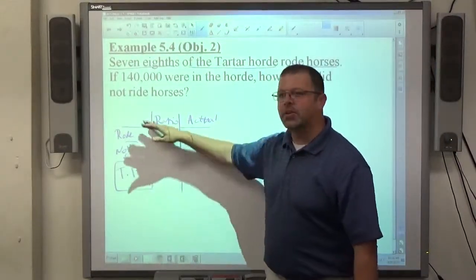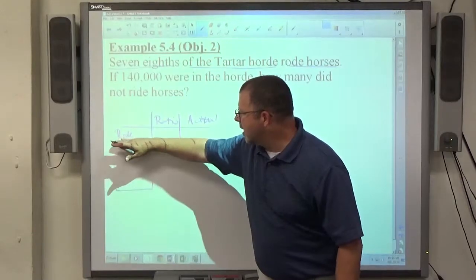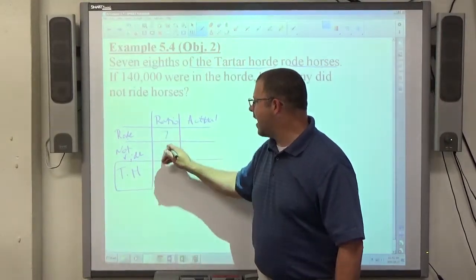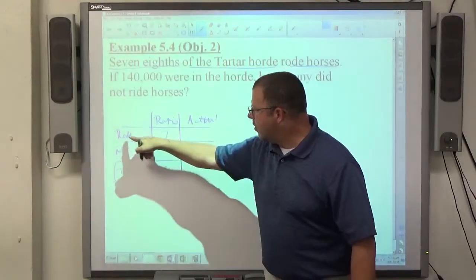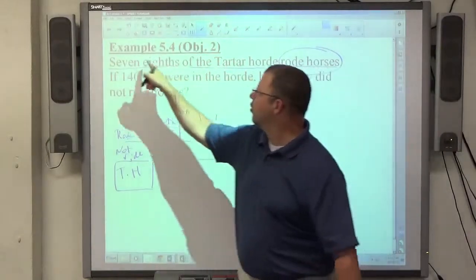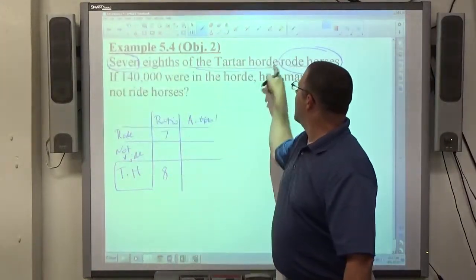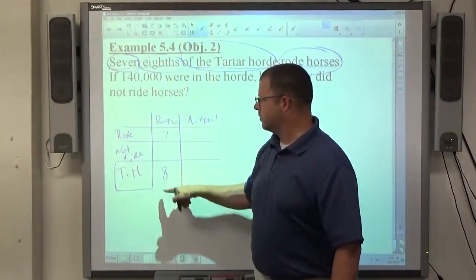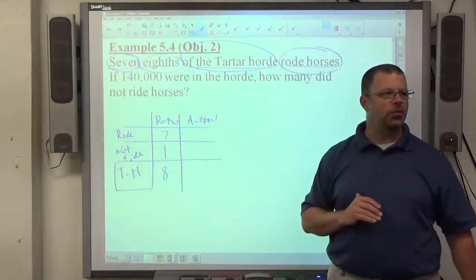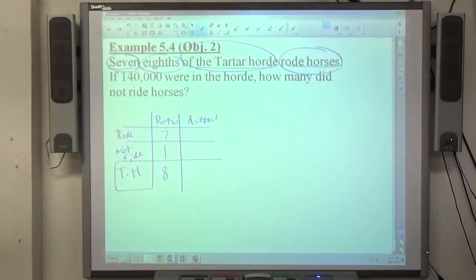So notice here, once I get my categories filled in, characteristic, not characteristic, total category, 7/8 rode horses. So the characteristic that is happening, which is riding horses, goes with the first number. The category goes with the second number. And if 7/8 rode horses, that means 1/8 did not ride horses. So just like that, we can fill in the ratio column very easily.